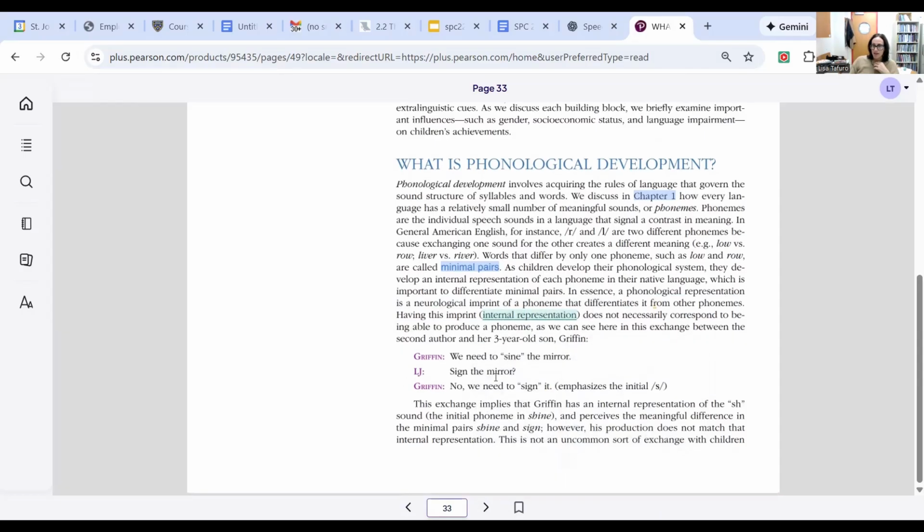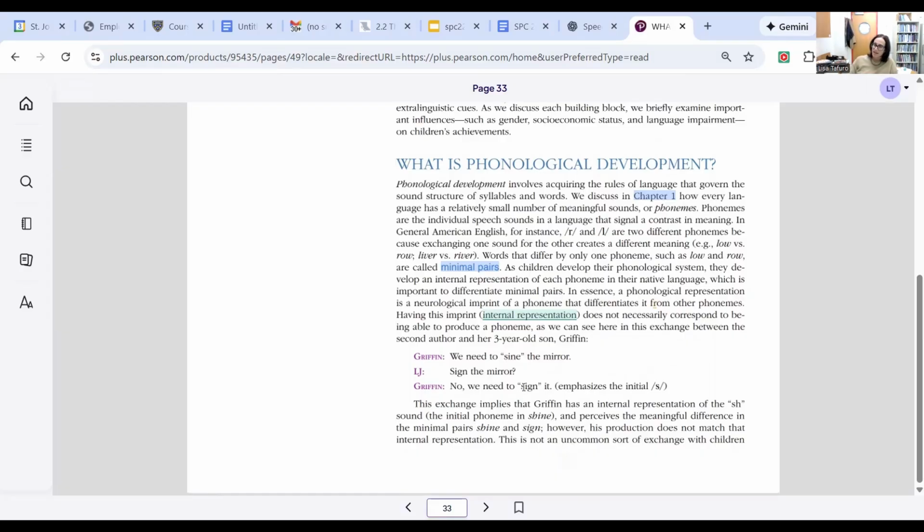So what's interesting is that sometimes children have internal representations, even though they don't have the motor skills to produce a specific or given sound. For example, if you think about the two words shine and sign, right? The young child, a very young 3-year-old, says we need to sign the mirror. And the adult says, sign the mirror. And the child says, no, we need to shine the mirror. But that's what he was thinking.